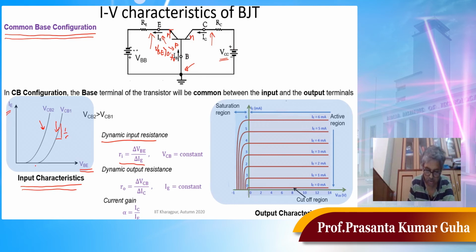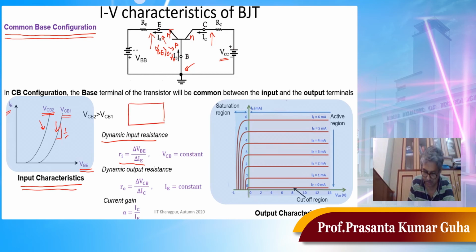I have also shown the collector base voltage, VCB2 and VCB1, so I have plotted these input characteristics for two collector base voltages. You see, if we increase the collector base voltage, the emitter current is going to increase. The reason behind this is what happens if you increase your collector base voltage.